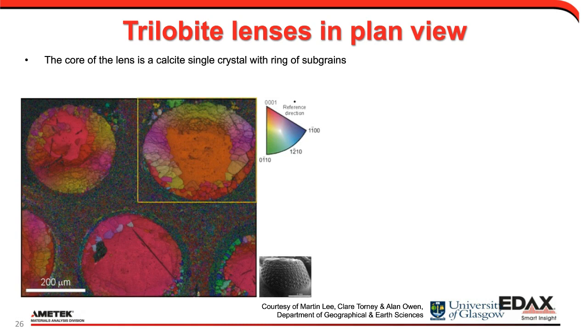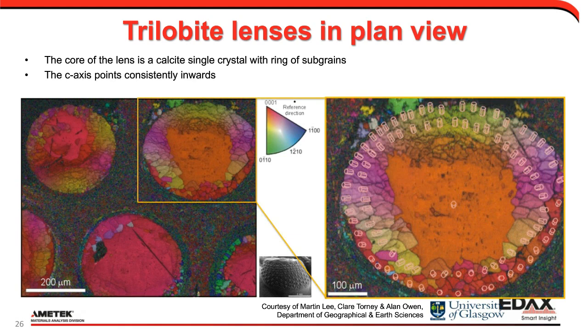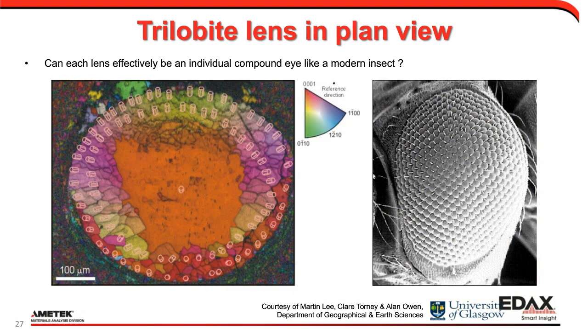And if we zoom in on that a little bit further, and then we superimpose the actual crystal orientation on top of it, you can see that they're all pointing in the same direction, all to gather the light in and to focus it into a central point, which is really just fascinating. And we could say that that's similar to a compound eye of a modern insect, because the compound eye is all focusing into the same direction.